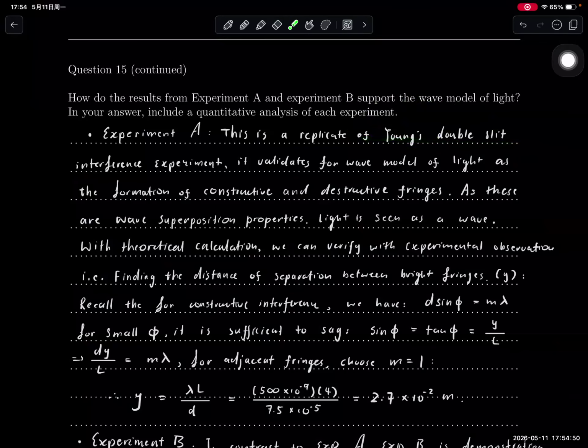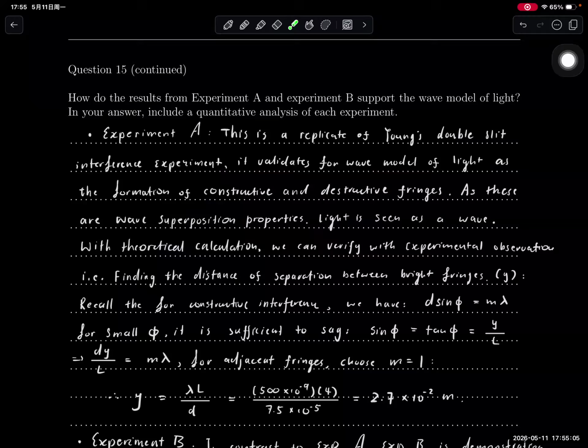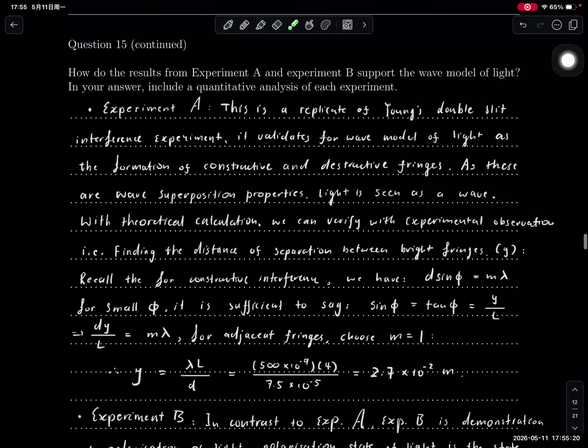Okay. So the interference experiment validates the wave model of light, as the formation of constructive and destructive fringes, right? As these are wave superposition properties, light is seen as a wave. That's the reason why we have this wave model confirmation here. With theoretical calculations, we can verify the experimental observation, for example, finding the distance between the separation and the bright fringe. This is one way to calculate stuff that I would like to do.